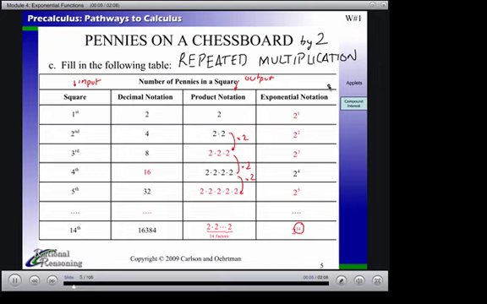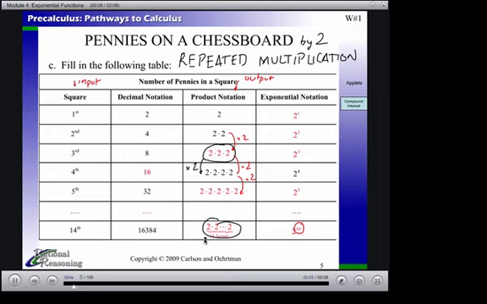So, 2 to the 5th. How many times did we repeat the multiplication of 2? 5 times. Okay? So, you've got an output value. Always to get to the next output value, you do what? You've got an output value. To get to the next output value, you multiply by 2.